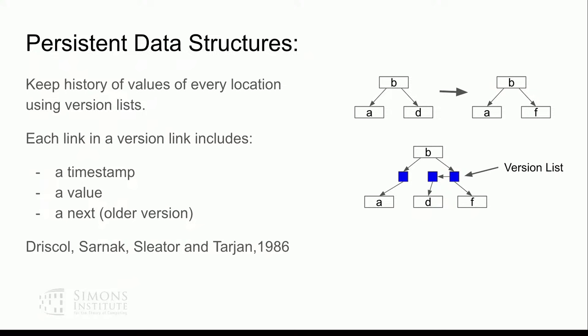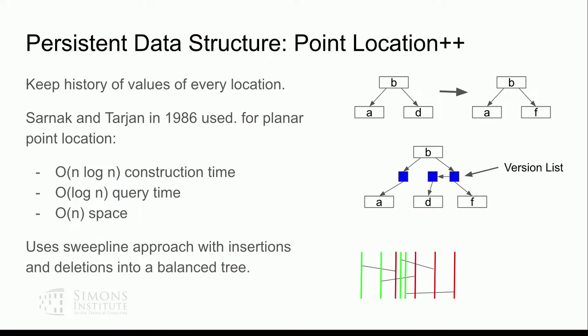It turns out that this was very useful, and Sarnak and Tarjan the same year showed how you could use this in computational geometry data structures, one of which was point location. Point location is where you're given a bunch of lines and a point, and you want to find the line below it. You can also break this into trapezoids; it's equivalent. They showed for the first time how to do this using persistent data structures, with n log n construction time, log n per query, and linear space.